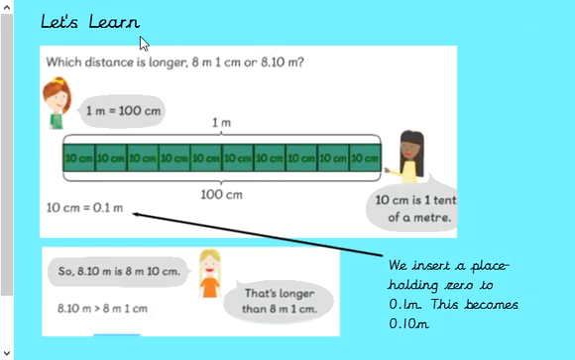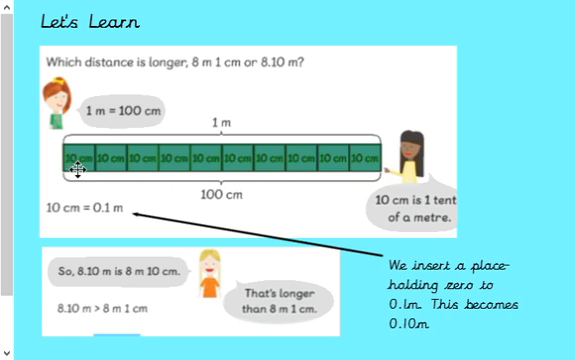Okay, let's learn then. So, the question at the top here says, which distance is longer, 8 meters 1 centimeter or 8.10 meters? Well, the first thing we need to think about is how many centimeters are there in a meter? And you can see the young lady here is reminding us that there are 100 centimeters in a meter. Now, if that's the case, we also know that there would be 10 lots of 10 centimeters in a meter, because 10 tens are 100.